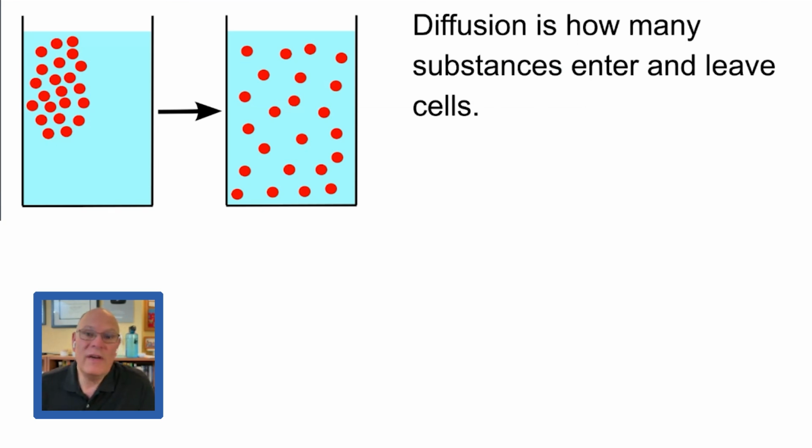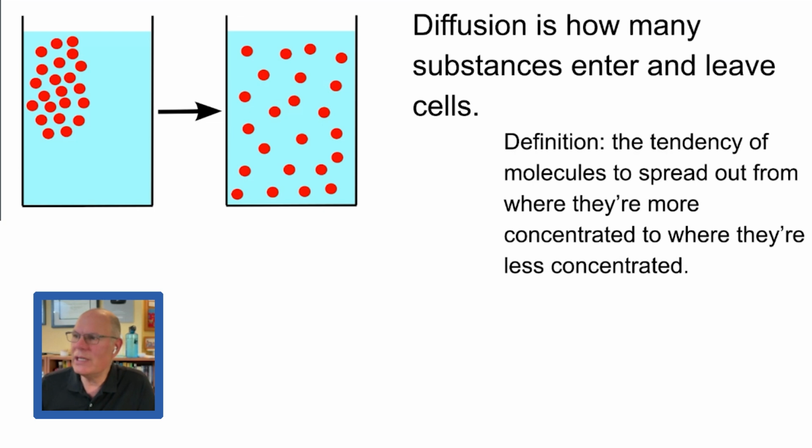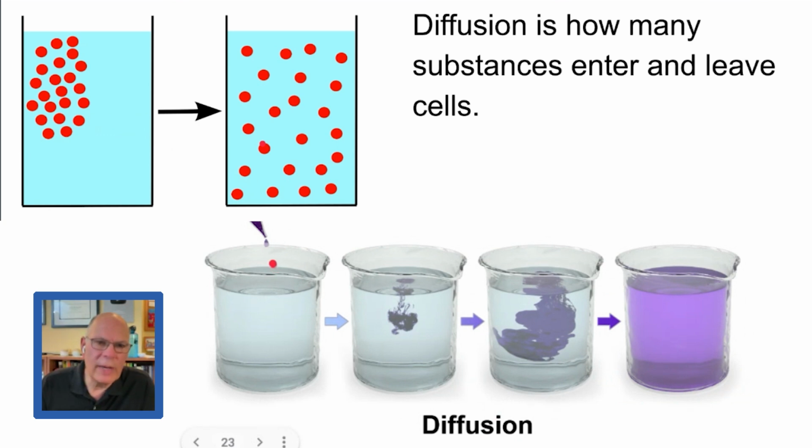Diffusion is a physical process that is exploited by cells for biological purposes. So diffusion is about the tendency of molecules to spread out from where they're more concentrated to where they're less concentrated. And here's an example showing how this is a physical and not a biological process.